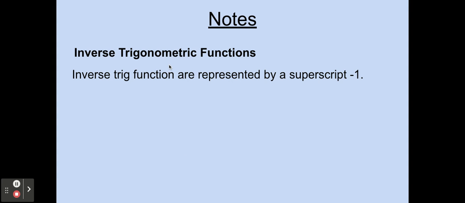The inverse trig functions are represented by the superscript of a -1. So sine -1 is the inverse, and since it's a function, it'll be the inverse of something. Sine with a -1 means inverse sine, cosine to the -1 means inverse cosine, and tan to the -1 means inverse tan.